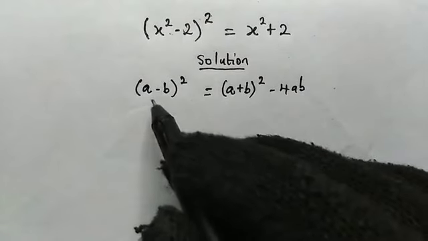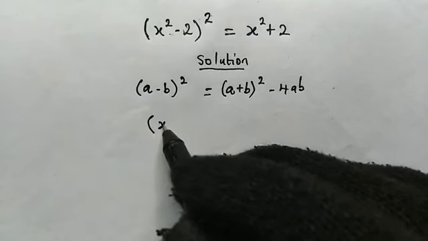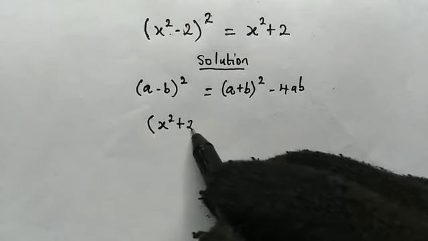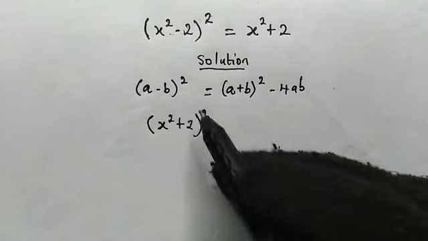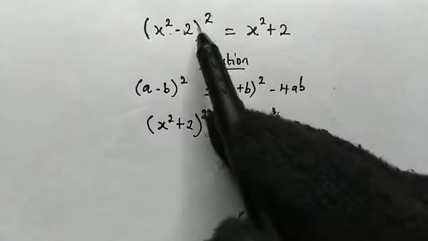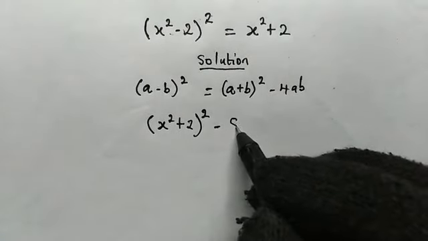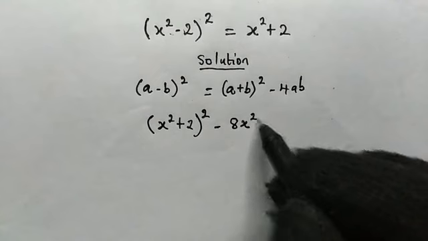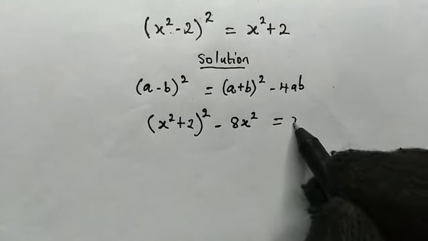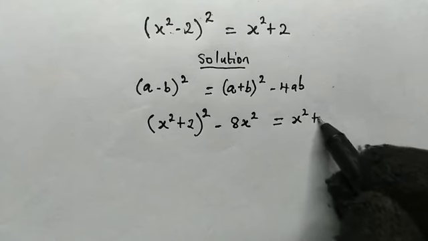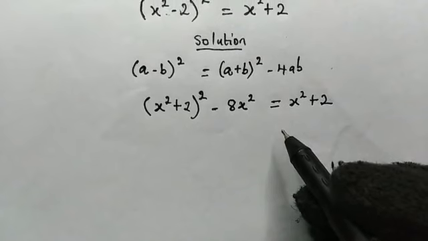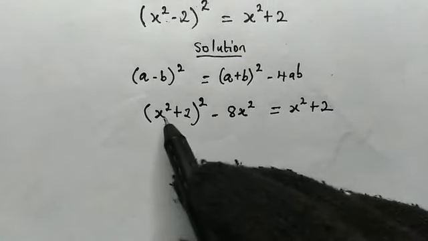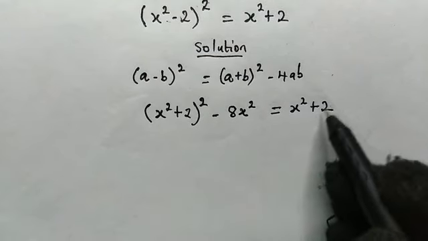So the left hand side of the equation will become (x squared plus 2) squared minus 4ab. In this case, it will be 4 times x squared times 2, which is 8x squared. And from the right hand side, this is equal to x squared plus 2. So you can see that we can make a very nice substitution here. We have x squared plus 2 and we have x squared plus 2.